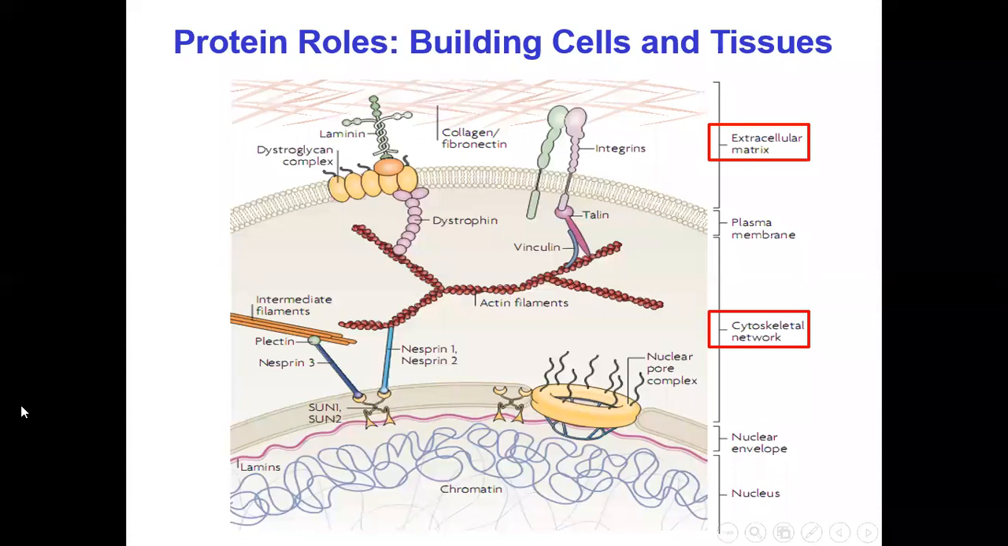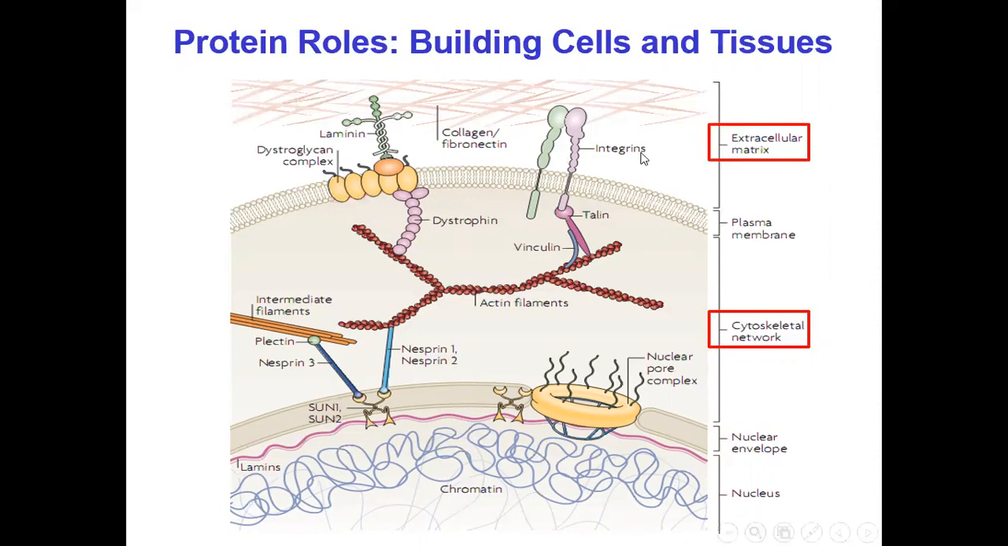Finally, we have proteins that form large structures, both inside and outside the cell. And we can see these structures in the image here. The intracellular structure is called the cytoskeleton, and it is made by proteins like actin, myosin, and tubulin. These proteins assemble into large fibers that go throughout the cell. The other structure, which is outside the cell, is called the extracellular matrix. And it is formed by proteins like collagen and elastin. We'll discuss it in more detail in chapter 2.